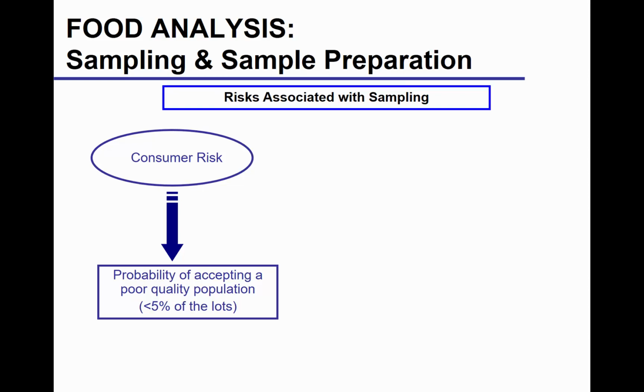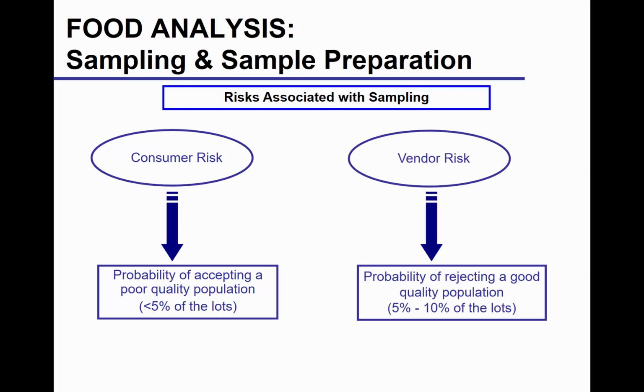So the probability of accepting a poor quality population should be less than 5%. That means you should be more than 95% confident with your decision when you accept a population. Okay. However, for the vendor risk, you have some leeway. Of course, it's important because it's associated with profit. When you reject a lot, that means you're losing money. So you really have to be confident that you made the right decision, but here you have more leeway. You give yourself a little higher percentage of a mistake.